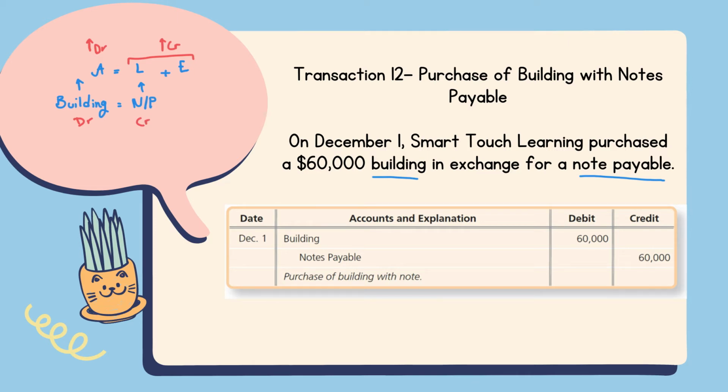So I'm gonna start with building. Debit first. So building in the debit, then in the second line you're gonna leave a space, then it's notes payable. $60,000 is the amount. Don't forget to post those entries to the general ledger T accounts.